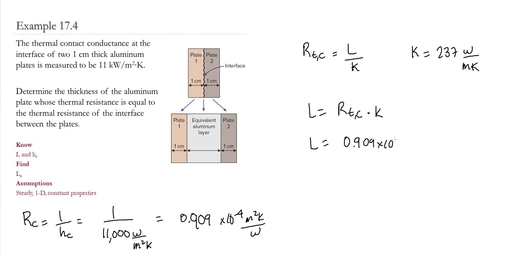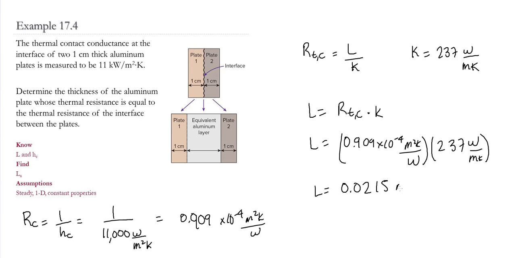We have the value of the resistance to be 0.909 times 10 to the negative 4 meters squared Kelvin per watt, and the value of K is equal to 237 watts per meter Kelvin. And if we take these two values and multiply them by each other, we find that the length is equal to 0.0215 meters, or 2.15 centimeters.